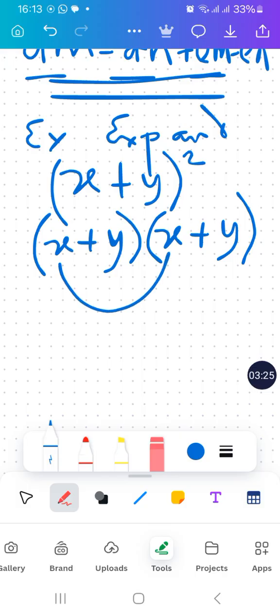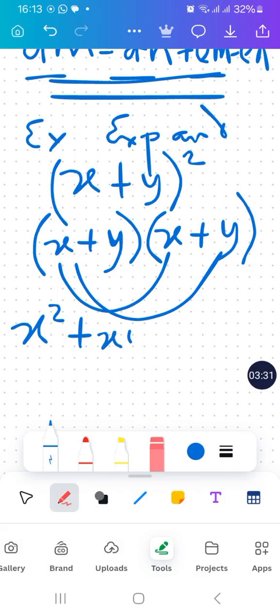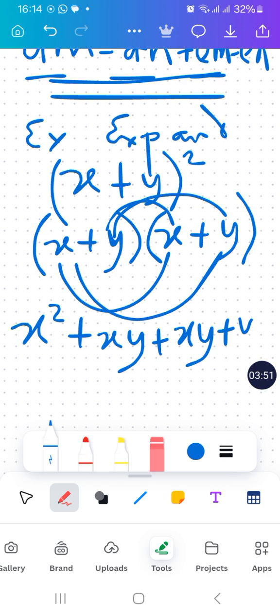x multiplied by x will give us x squared. x multiplied by y will give us xy. You are done with your mouth, mouth. You go ahead with your nose, nose. Plus y multiplied by x, you write it as plus xy. Some people will say yx, but it is conventional to write it as xy because alphabet x comes before alphabet y. Then your plus y multiplied by plus y will be plus y squared.